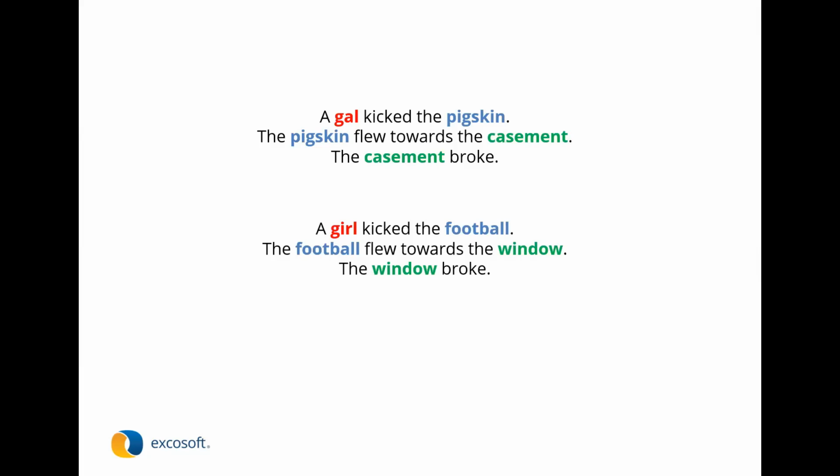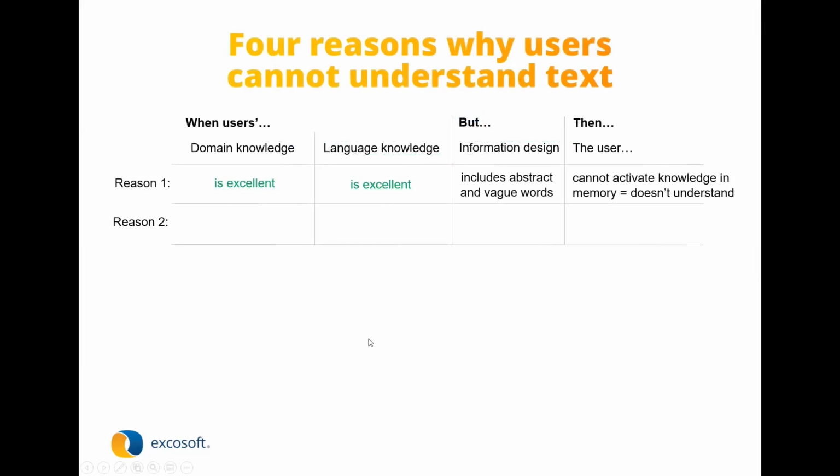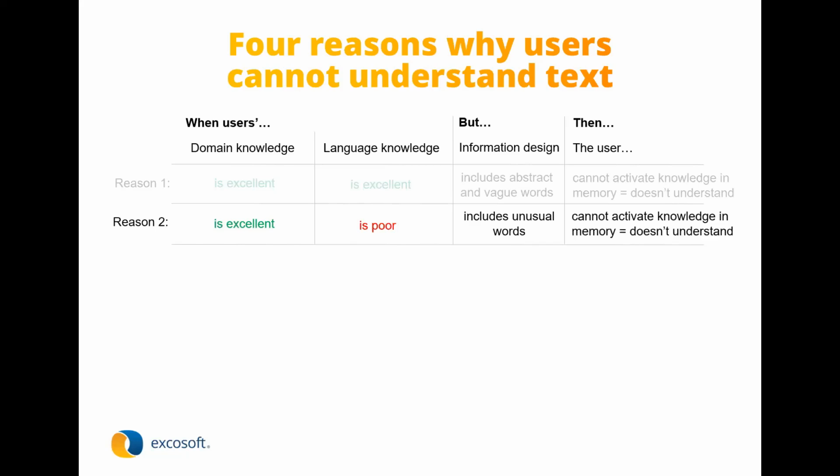But of course, the first case when we had gal and pigskin in casement, if we have a non-native English speaker audience where the knowledge about language is kind of poor. So we have an audience where they know about football, but they're not native English speakers. So their knowledge about pigskin is kind of poor. And the information design includes unusual words like casement and pigskin. Of course, that would mean that users cannot connect to their knowledge, cannot shape a mental model. There's no understanding.